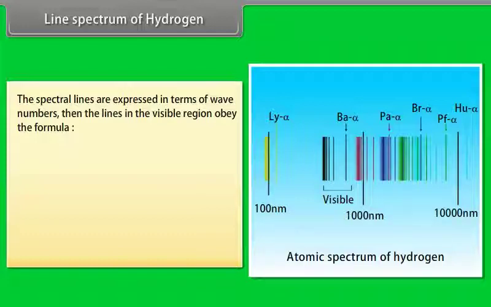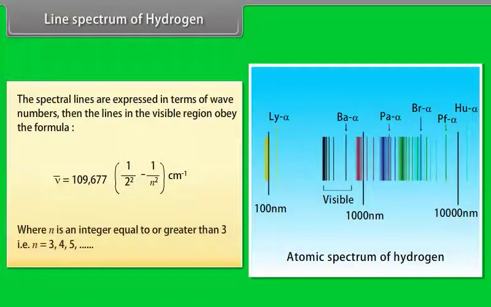Then the lines in the visible region obey the formula: wave number is equal to 109677 into 1 by 2 square minus 1 by n square per centimeter, where n is an integer equal to or greater than 3, that is, n is equal to 3, 4, 5 and so on.